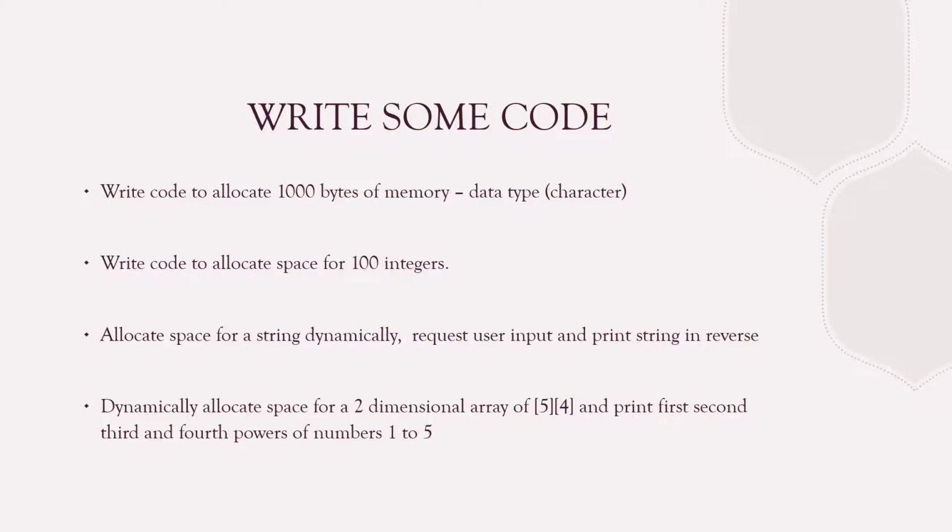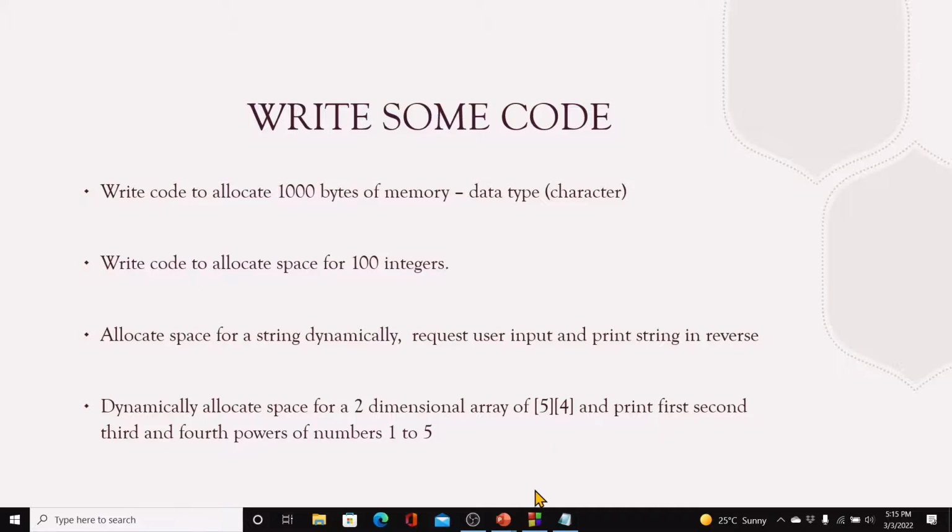Dynamically allocate space for a two-dimensional array of 5 by 4 and print the first, second, third, and fourth powers of numbers 1 to 5. Now, allocating space for a single dimension is easy, but when we're talking about allocating space for a multi-dimensional array, it's better to pass the entire block of memory to the function, where the function will then give it the required dimensions, which means we pass 5 multiplied by 4, that's 20, multiplied by sizeof int to the function, and then the function will specify dimensions. So let's go and write that code now.